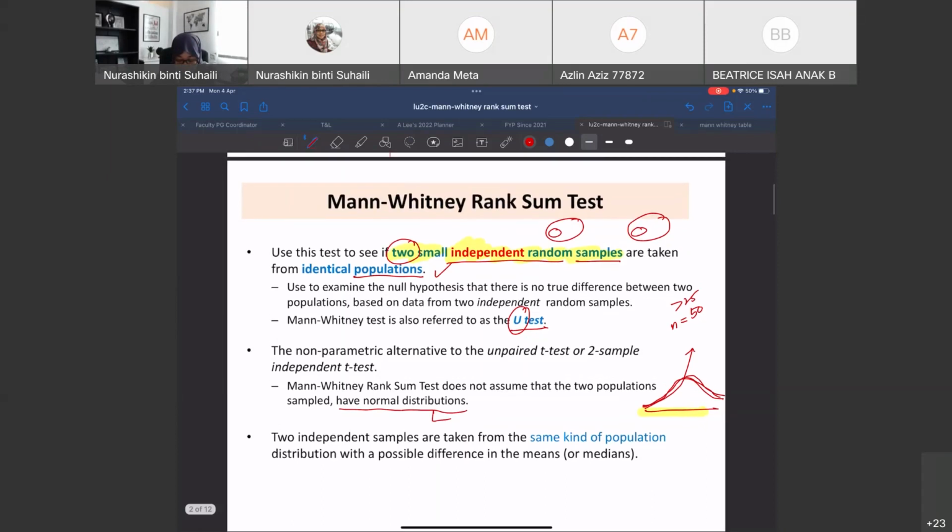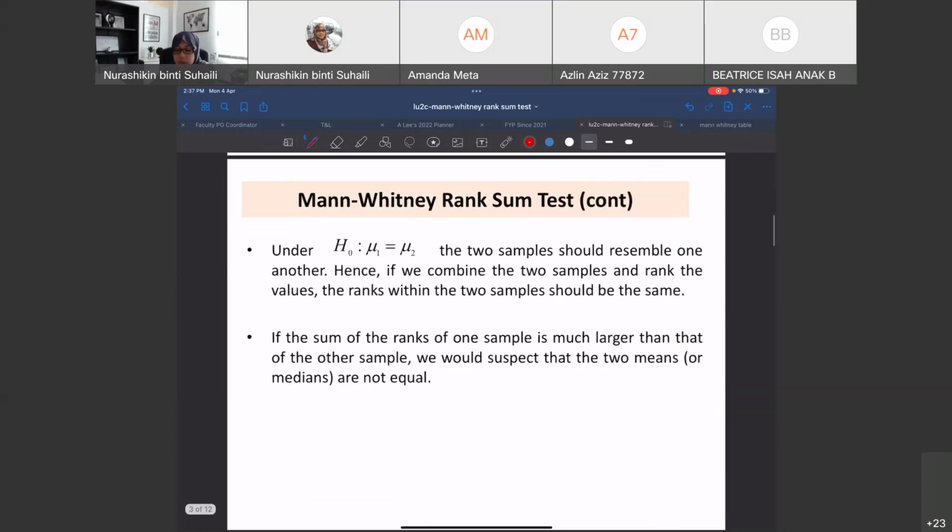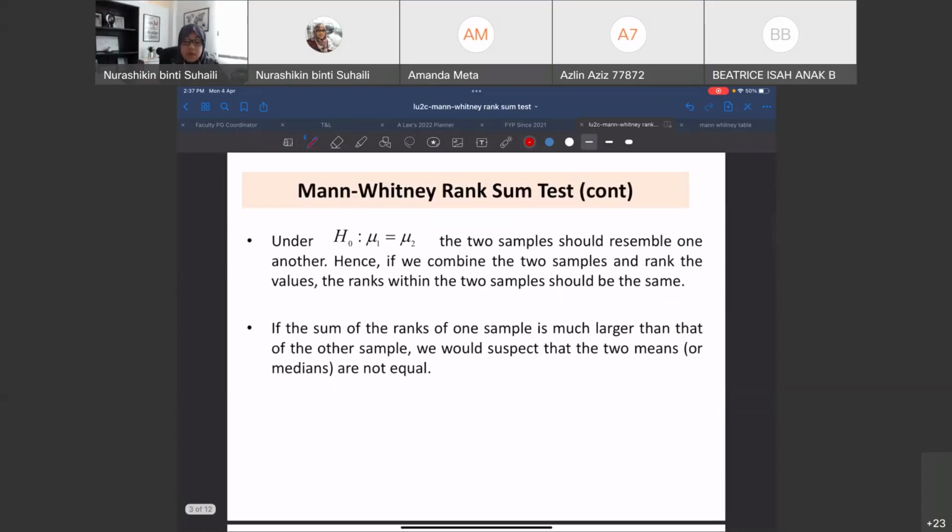Two independent samples are taken from the same kind of population. All right, so that's some introduction. Imagine that we have two samples from two populations, and we are going to compare the two samples. That's the objective of this test. And how are we going to construct the hypothesis?